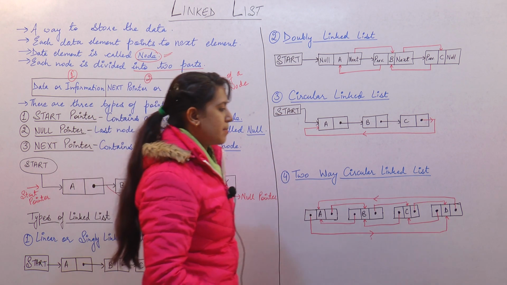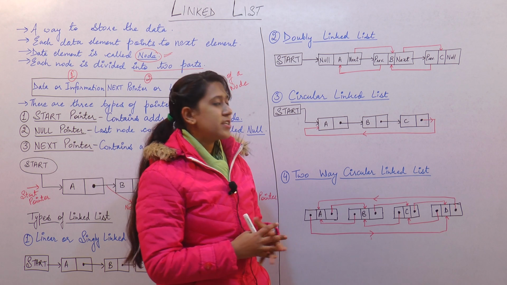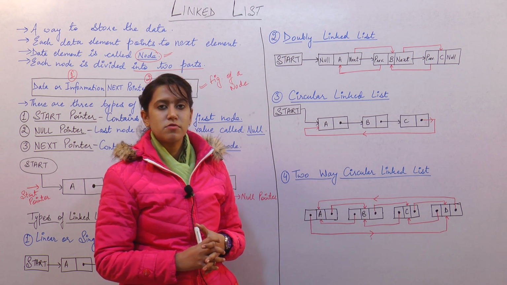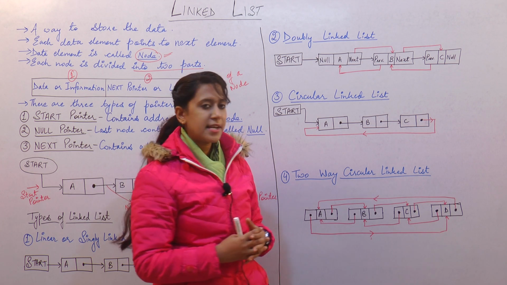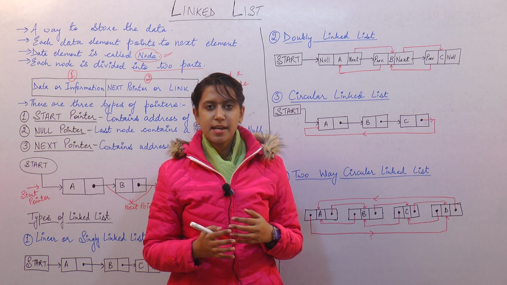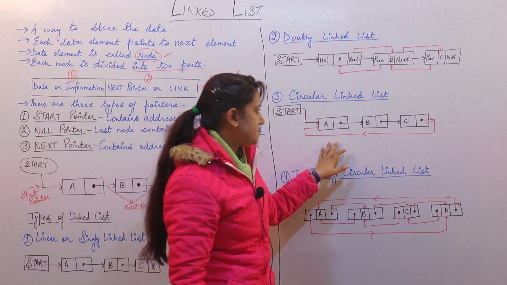We are calling it double linked list because in double linked list, each data element, each node is divided into three parts. First part is containing the address of the previous node, second part is containing the data element, and the third part is containing the address of the next node.